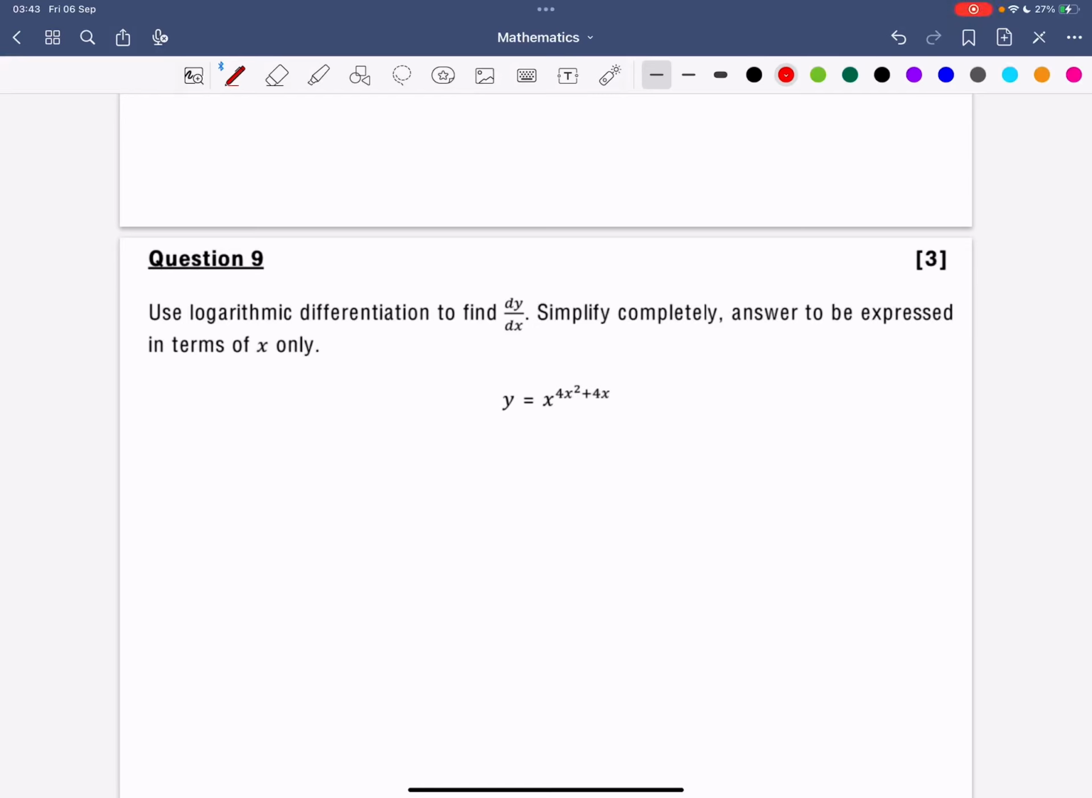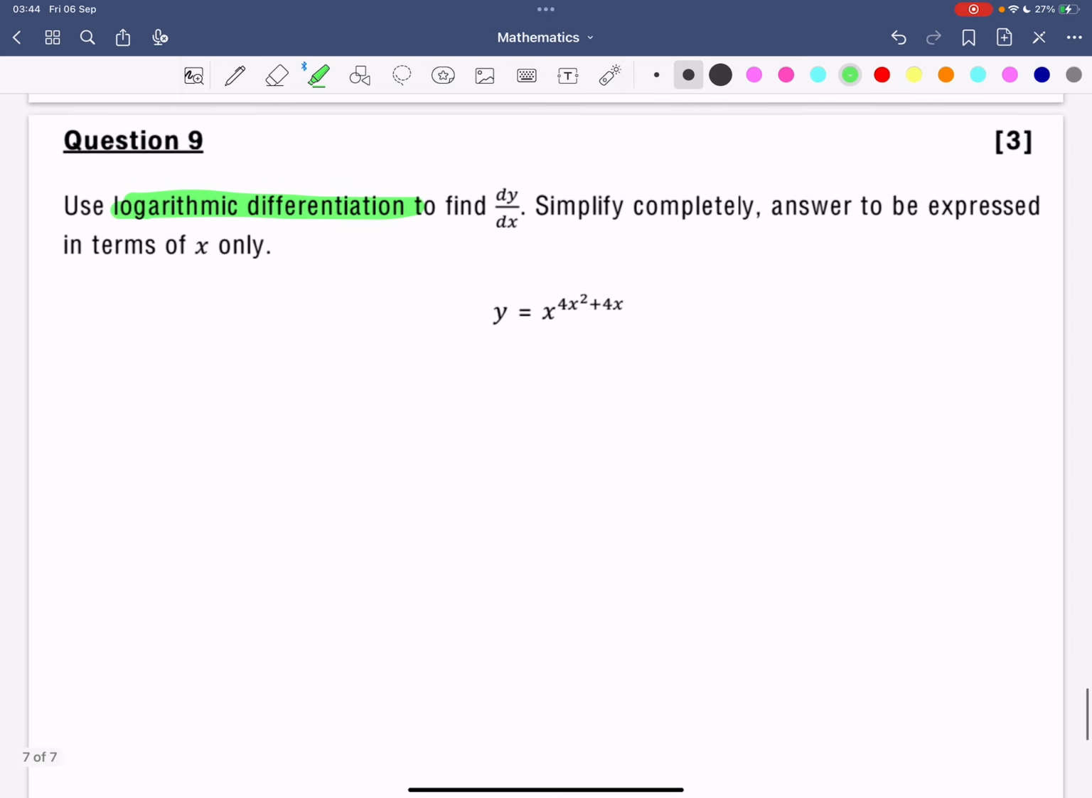Hello guys, in this problem we're required to use logarithmic differentiation to find dy over dx of the following problem, and then we're also required to simplify it and leave our answers in terms of x.